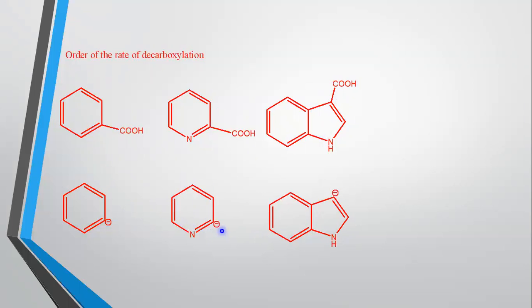In this case, the anion generated is stable because of the presence of the electron withdrawing nitrogen. It withdraws the electrons in a sigma fashion, thus stabilizing this negative charge. So it is formed quickly, and the rate of decarboxylation is fastest in this case.